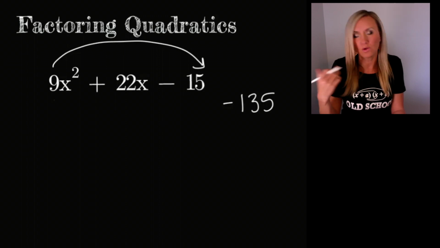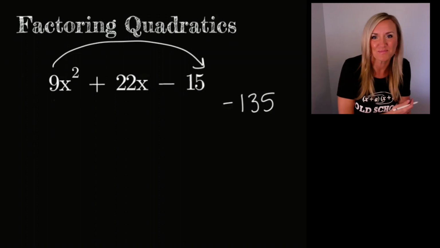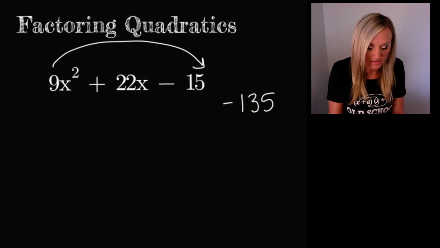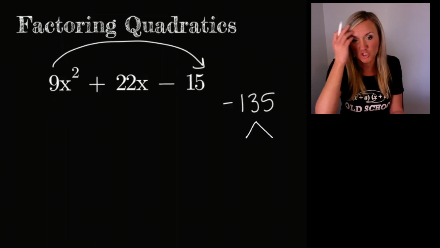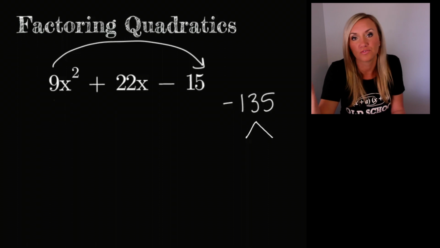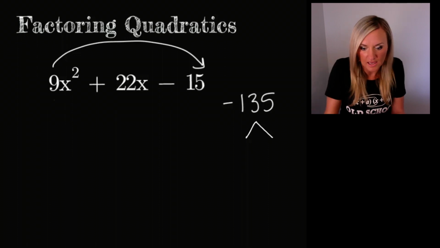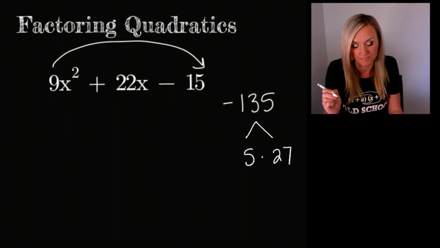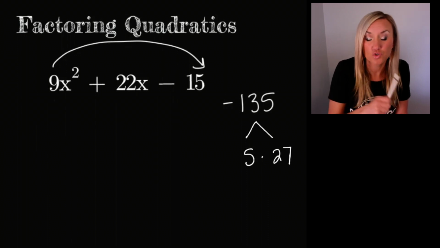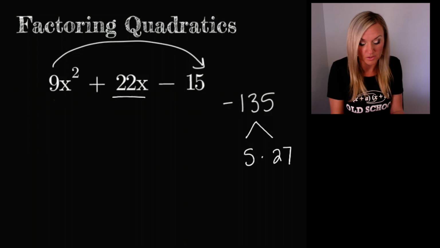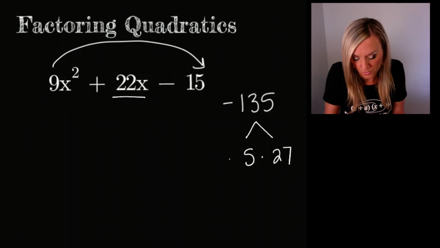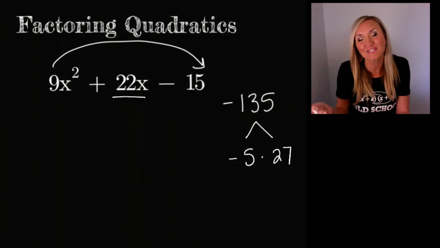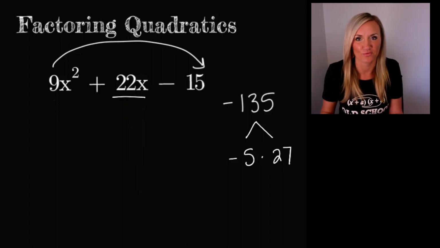Okay, so we know 9 and 15 won't work because if we add them, we do not get 22. So then the next thing that I'm going to do is just because it ends in a 5, I'm going to divide it by 5. And it actually works. It's 5 times 27. I need a positive 22 for my middle term. So therefore, I need a negative 5, and then if you multiply negative 5 times 27, you get negative 135.